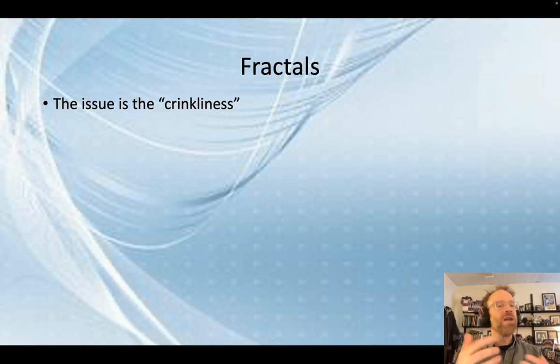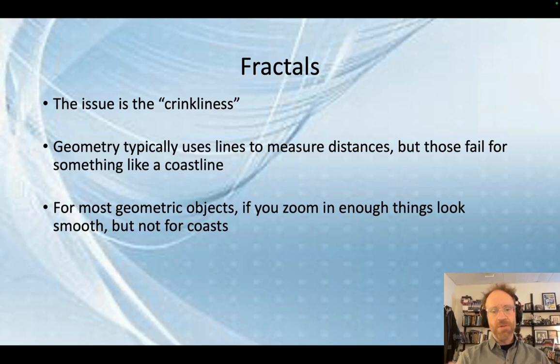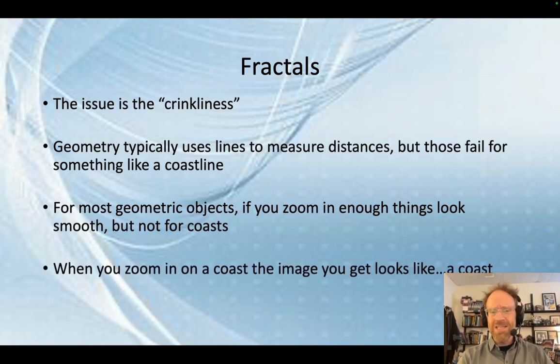So the issue is the crinkliness of the coastline, how wrinkly and crinkly it is. Geometry typically uses lines and sometimes circles, like for circumference, to measure distance. But lines fail with something like a coastline. For most geometric objects, if you zoom in enough, things look relatively smooth and a line does a pretty good job of approximating it, but not for coasts. When you zoom in on a coast, the image you get looks like a coast. It's really hard to tell scale just from the image.